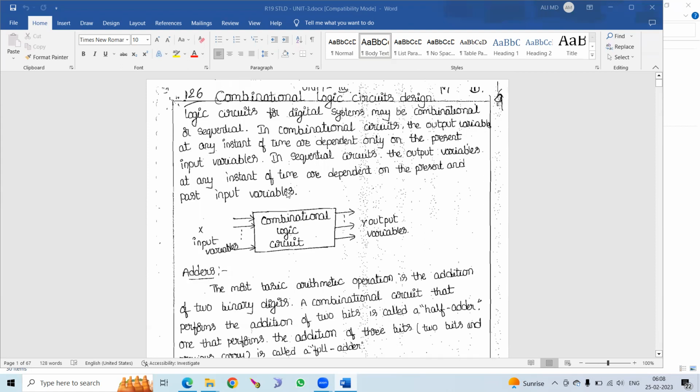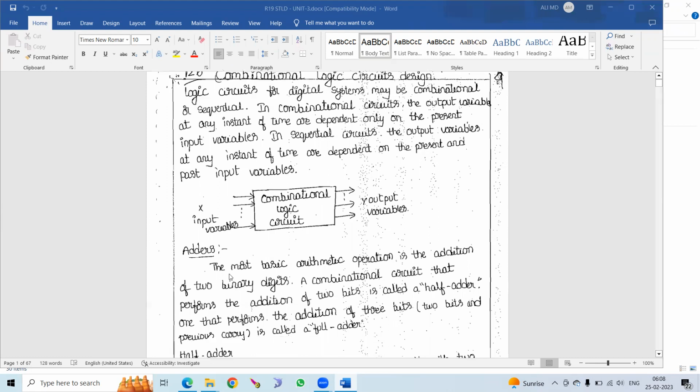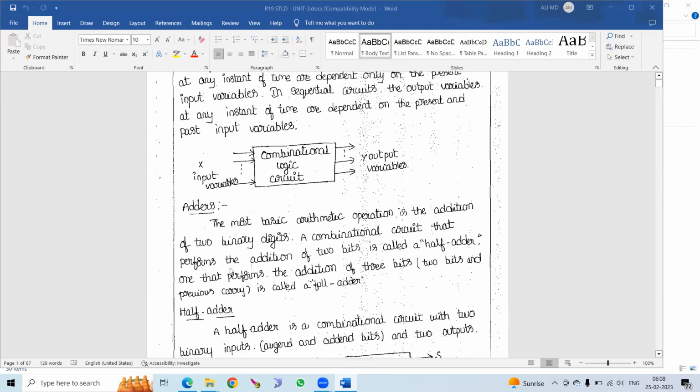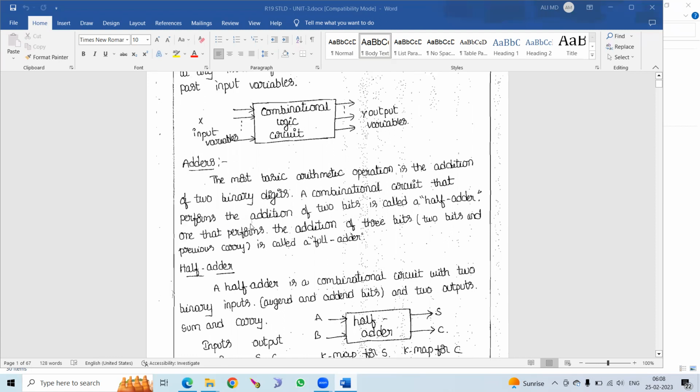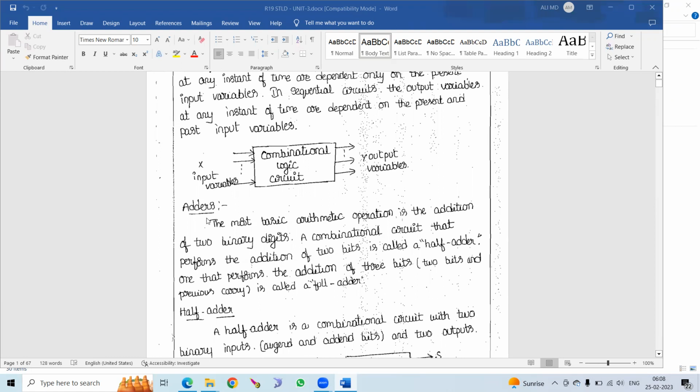The combinational logic circuits are adders, subtractors, multiplexers, demultiplexers, decoders, and encoders. These are all combinational logic circuits. Here the first one is the adder. We know what an adder is: it is the addition of two binary bits.